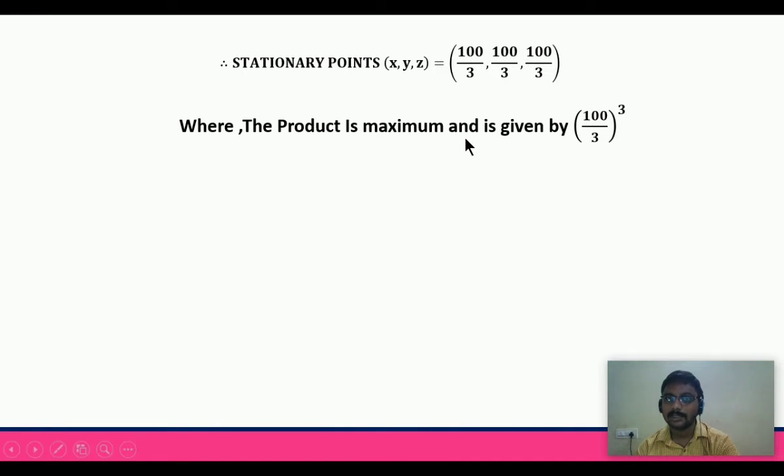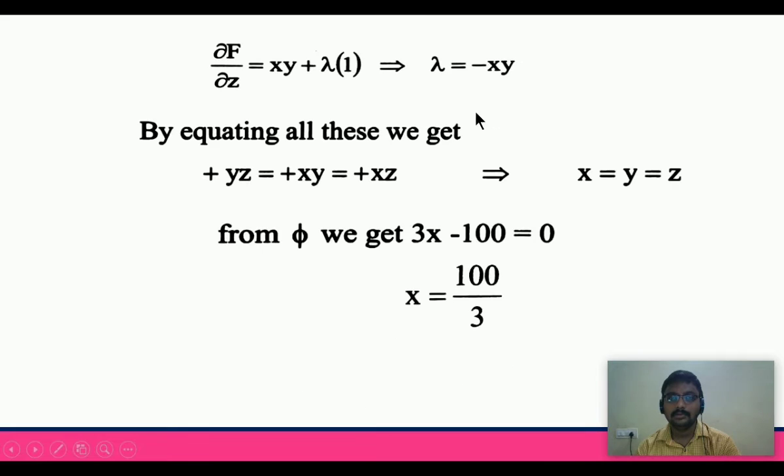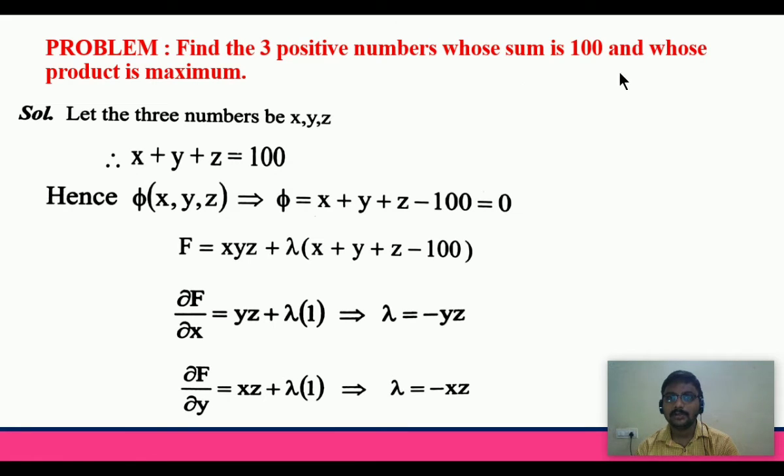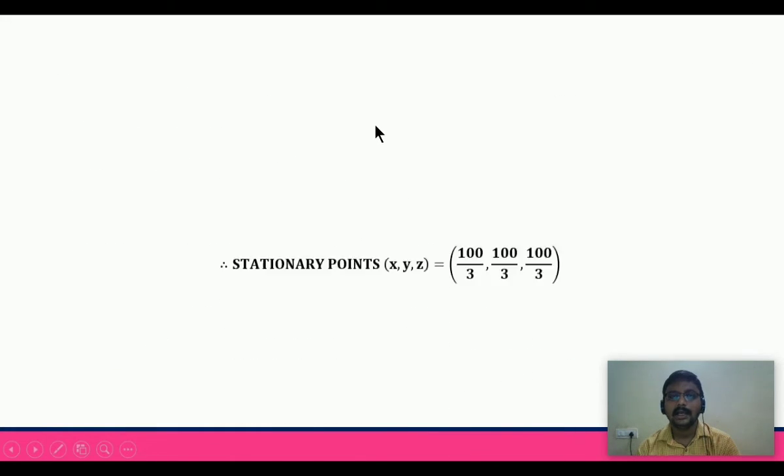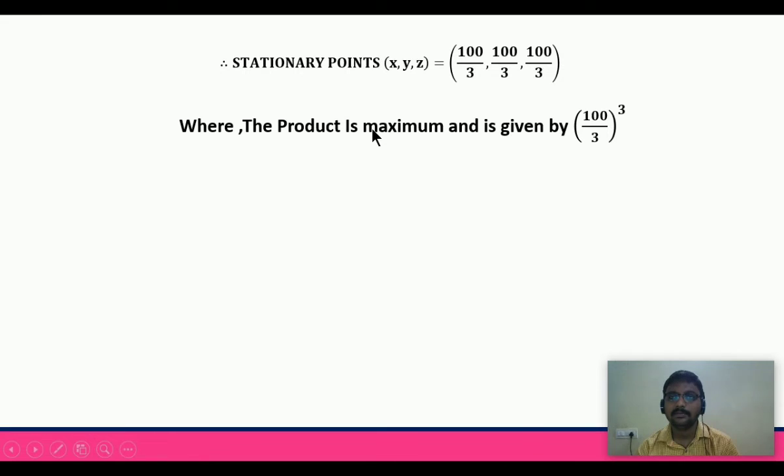These are the required three positive numbers whose sum is 100 and whose product is maximum. Also the required maximum value is given by 100 by 3 into 100 by 3 into 100 by 3, which is 100 by 3 whole cube, and the sum is also 100 because 100 by 3 plus 100 by 3 plus 100 by 3 is 300 by 3, which is equal to 100. So the three positive numbers whose sum is 100 and whose product is maximum are possible only if the three positive numbers are equal. The three positive numbers are 100 by 3, 100 by 3 and 100 by 3.